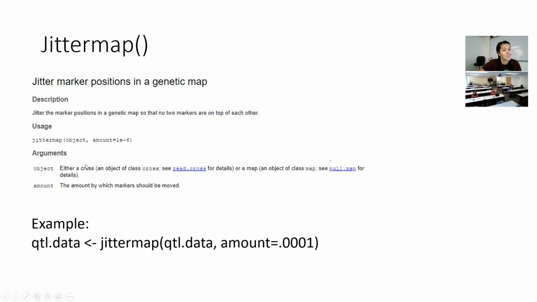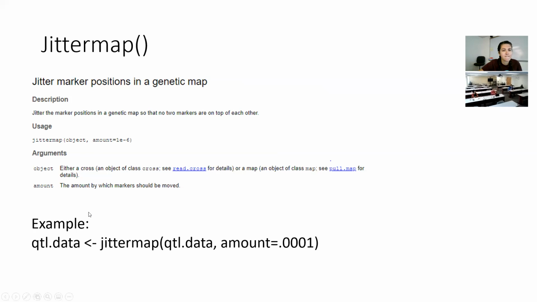And this is the jitter map help page. It's a lot shorter than the read cross because there are a lot fewer parameters that you can define. All you need is an object, which has been defined from the read cross function. In our preliminary example, we had read cross and assigned this to qtl.data, so we put qtl.data in the jitter map function because that's the object. It says here in the parameters that it needs to be a read cross object. And then we can also define this amount, which I've set to differ from the default. So this function should be inserted before our QTL calculation.